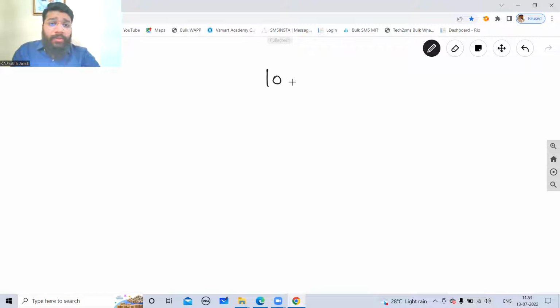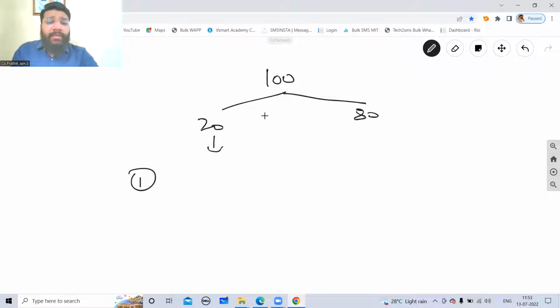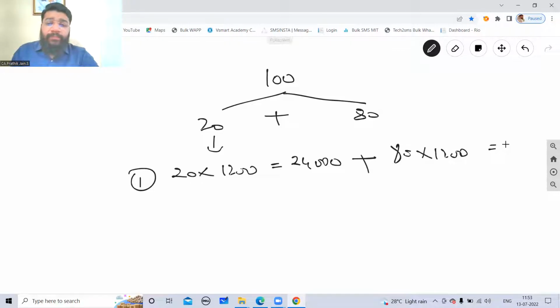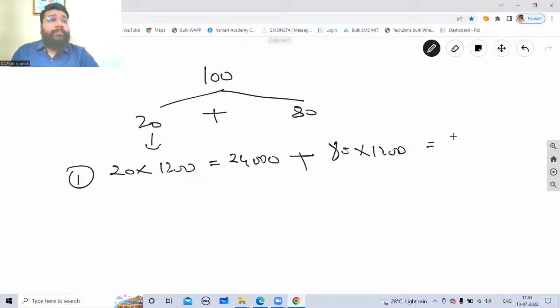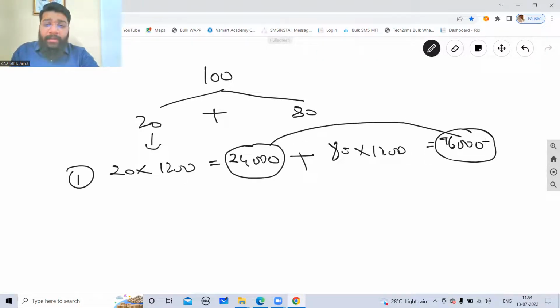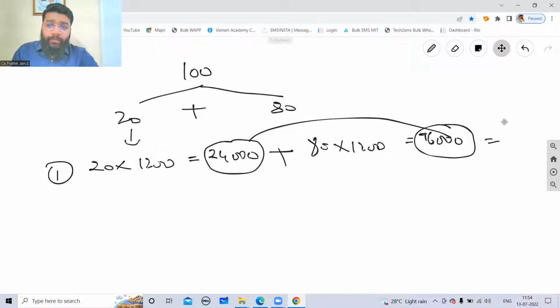No, sir. Totally 100 barrels, guys. 20, 80. These 20 barrels, initially when they were sent together, were recorded at 20 into how much? 1,200, which is 24,000. Plus 80 barrels were sent for 1,200, which is 96,000. So 24,000 plus 96,000, if I add, it becomes 1,20,000.